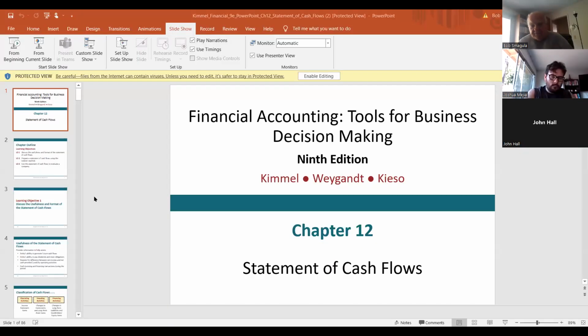This is a chapter I kind of like. It's about the cash flow statement. And it has some rules that are a little complicated at first, but once you get familiar with the rules, it's not such a bad thing. The statement of cash flows. Let's see what we have here.